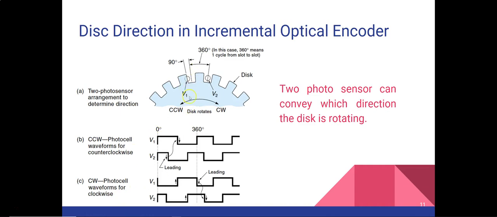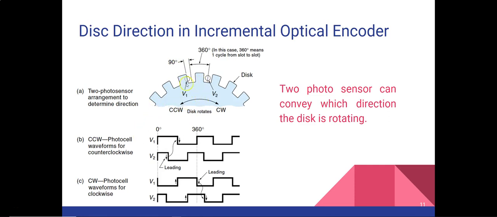Here you see V1 and V2, they represent the photo sensors. If you notice, from the center of these two segments to these two segments, the 360 degrees has been taken as one cycle from slot to slot, and this angle you see here from V1 to here represents 90 degrees. So let's see what will happen in the counterclockwise direction.